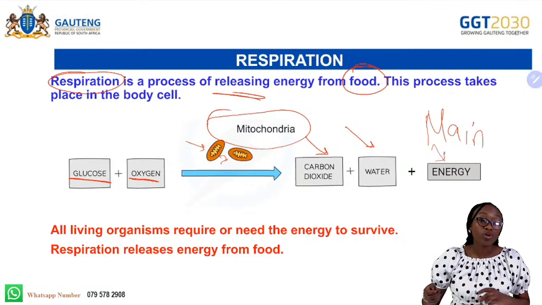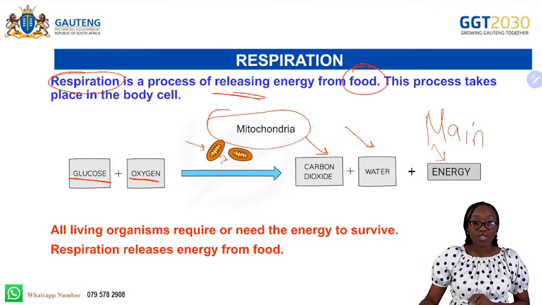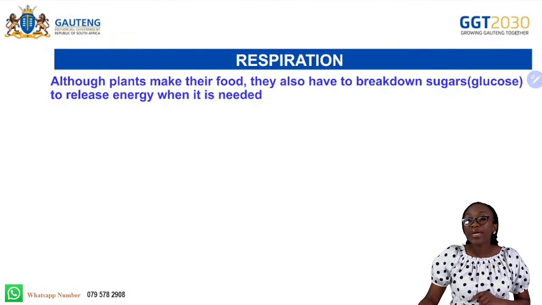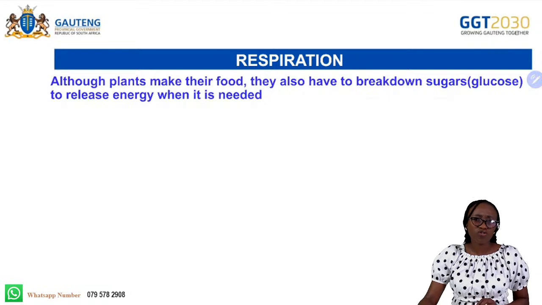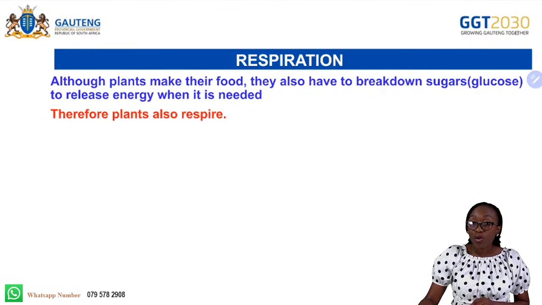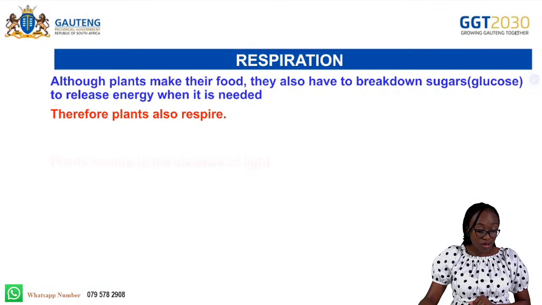Plants and animals both go through the process of respiration in order to break down food and release energy that is very important for their survival. Although plants make their own food through photosynthesis, they also have to break down the glucose that they produce to release energy when it is needed. So plants also respire.